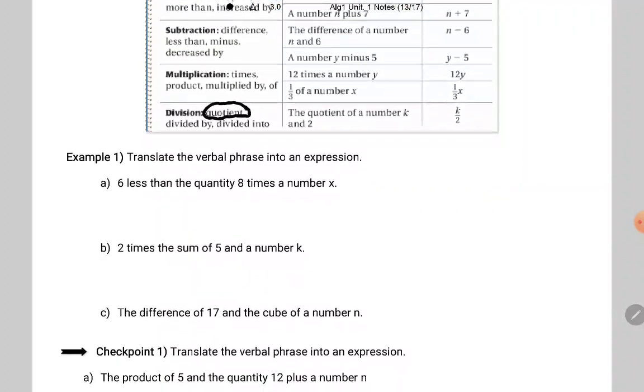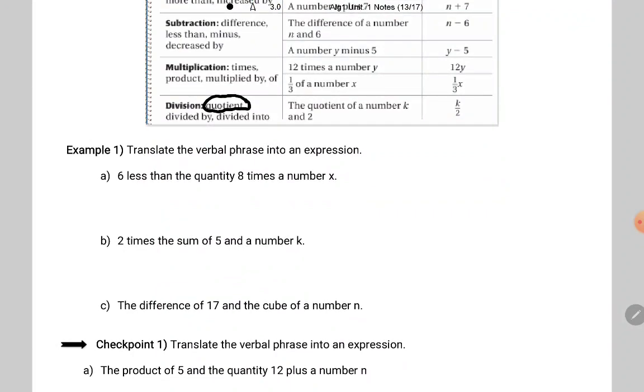Okay, so let's do more examples. Translate the verbal phrase into an expression. 6 less than the quantity. Let me give you an example first. Let's say 6 less than 8. That means 8 minus 6. So minus 6 is going to be over here on the right side.